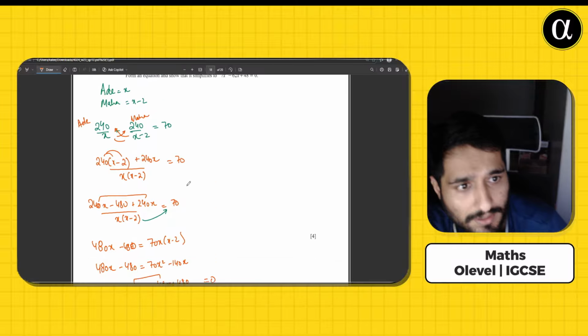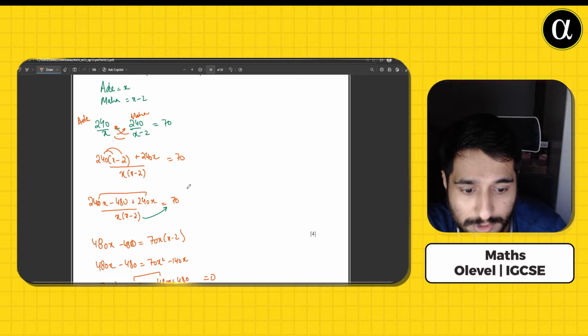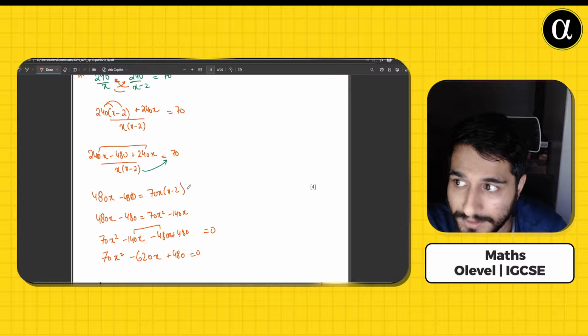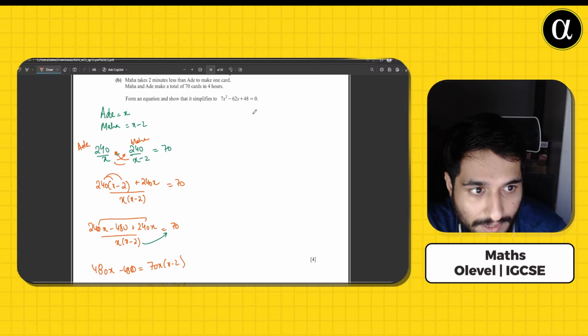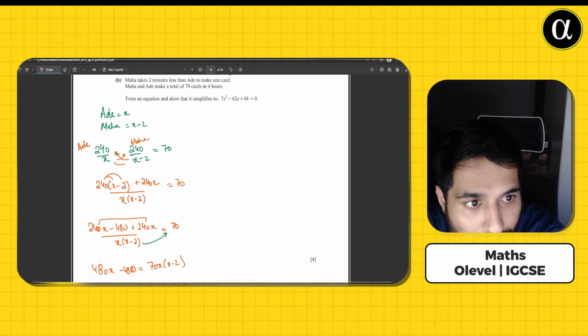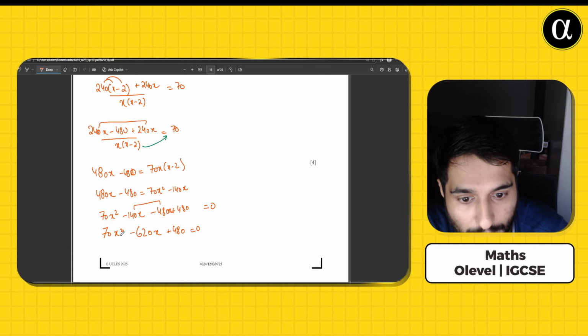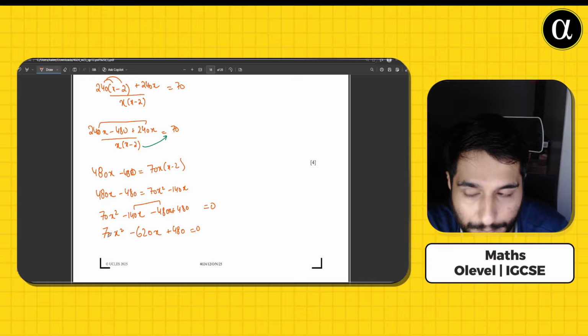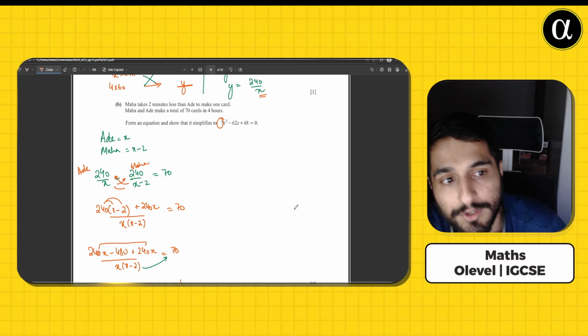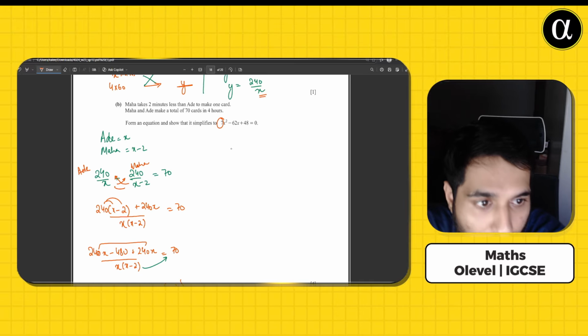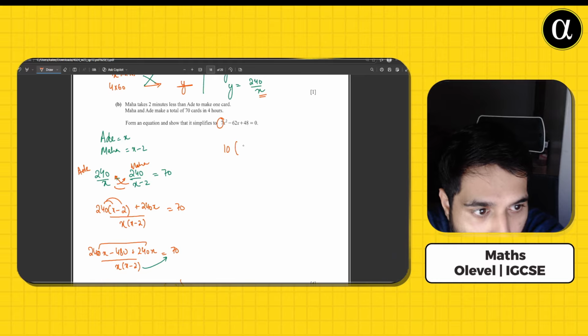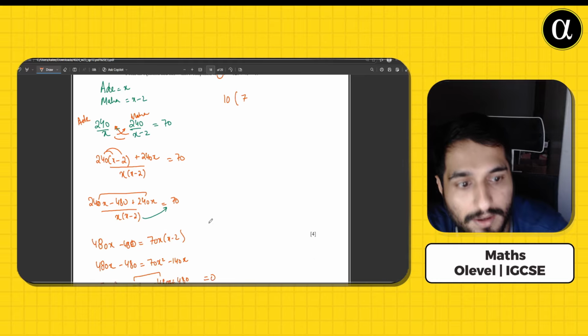Did we get a similar answer? Let's see. It's not exactly the same, but we can further process this to get it in this format. Now we need to understand that over here the coefficient of x square was 7, whereas my coefficient is 70. So how do I make this 70 into 7? I basically need to divide by 10 or take 10 as common. So I'm going to take 10 as common from this whole thing.